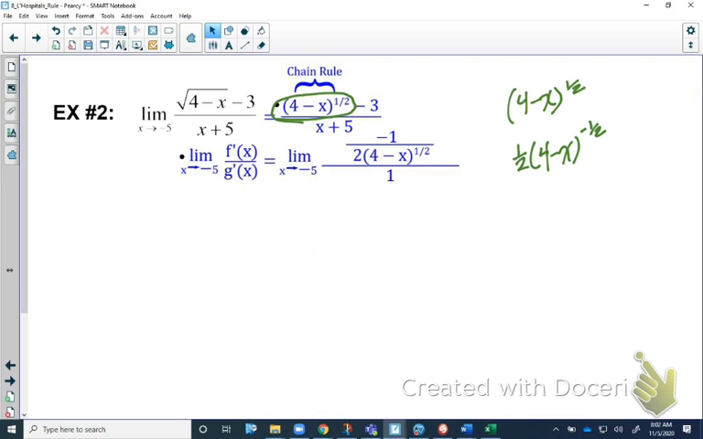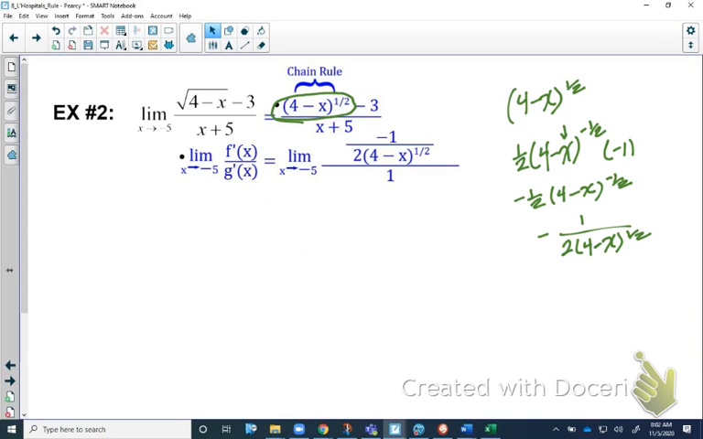Well, the derivative of the inside part is this bit right here, the negative x. So the derivative of negative x is a negative 1. So we wind up with negative 1/2 times 4 minus x to the negative 1/2 power, and then we move that negative exponent to the denominator, giving me negative 1 over 2 times 4 minus x to the 1/2 power, or if you want to write it as 2 times the square root of 4 minus x, that would be fine also.